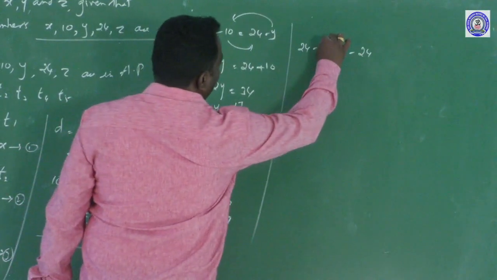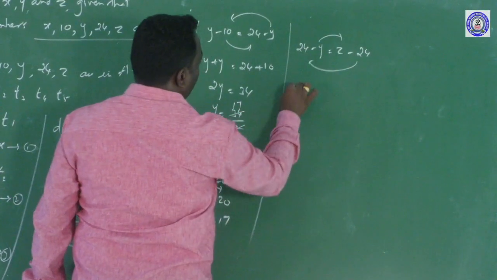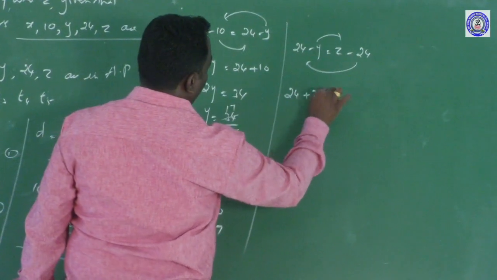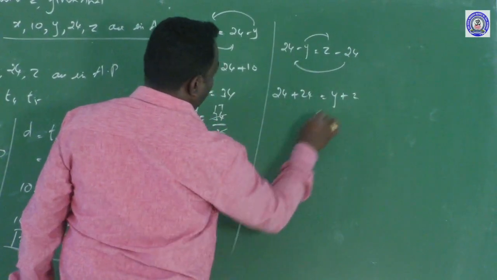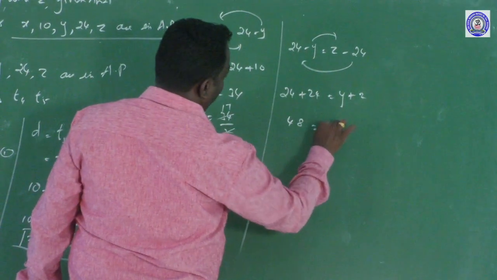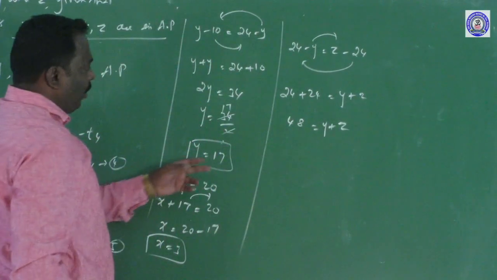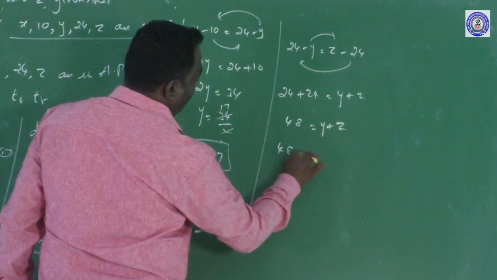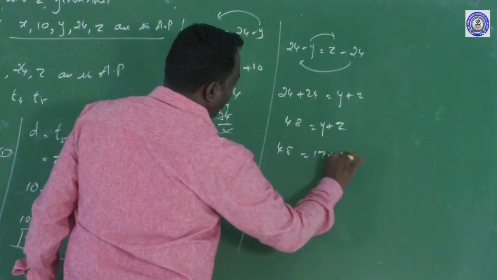Now just transfer y to the other side and 24 to the other side. 24 plus 24 is equal to y plus z. Therefore, 48 is equal to y plus z. We know that the y value is equal to 17, so substitute here: 48 is equal to 17 plus z.